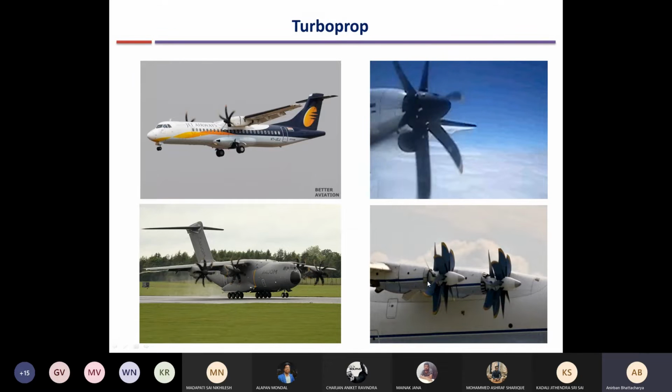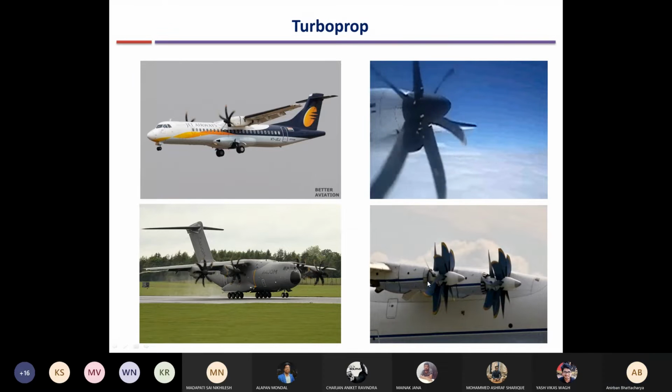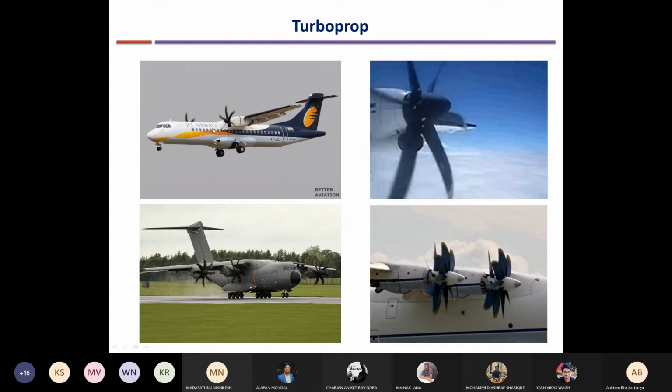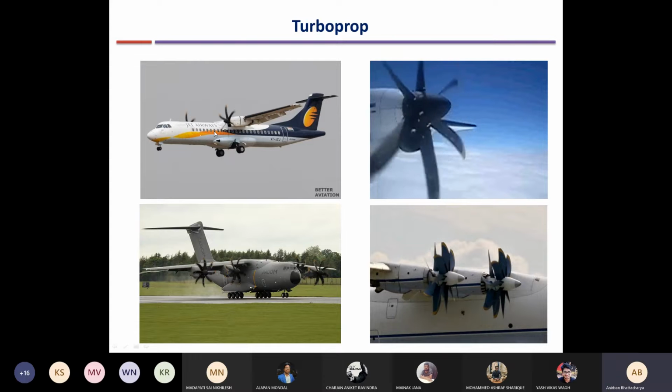So the turboprop aircraft are already smaller in size and not too fast in velocity. So why can't we directly use IC engines in place of this? See, why have jet engines replaced IC engines? Jet engines have replaced IC engines because jet engines have a much better thrust to weight ratio.